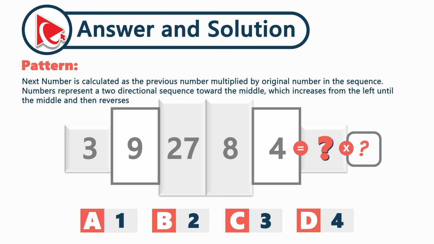If it's too difficult for you to calculate, we can try it another way. 4 multiplied by the missing number equals 8. So the missing number can be calculated as 8 divided by 4 and equals 2. Let's verify it. 2 by 2 equals 4. And the correct answer here is choice B, 2.